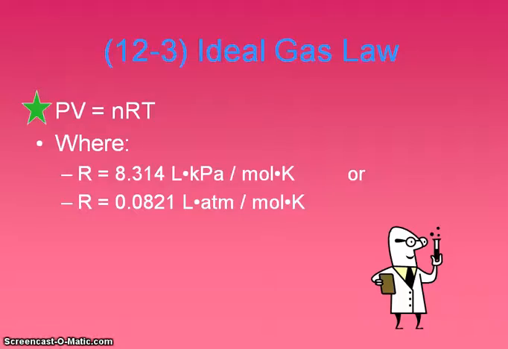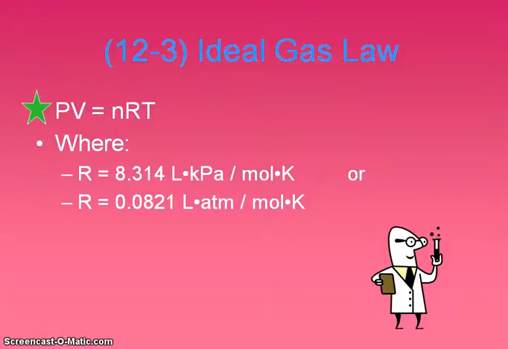Chapter 12, Section 3 starts with the ideal gas law, which is PV equals nRT. In this problem, you're going to have P still being pressure, V volume, n still moles, T still temperature, and the variable that's new here is R, which is a constant.